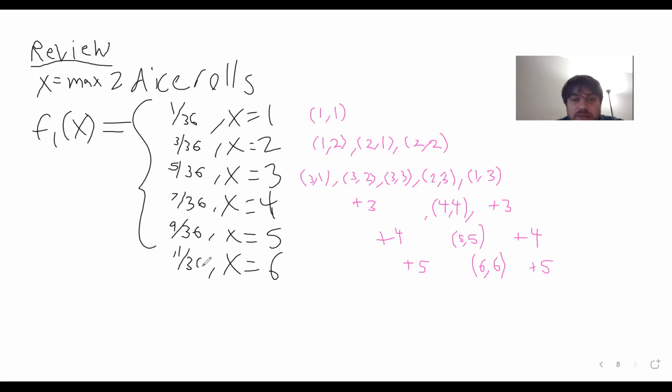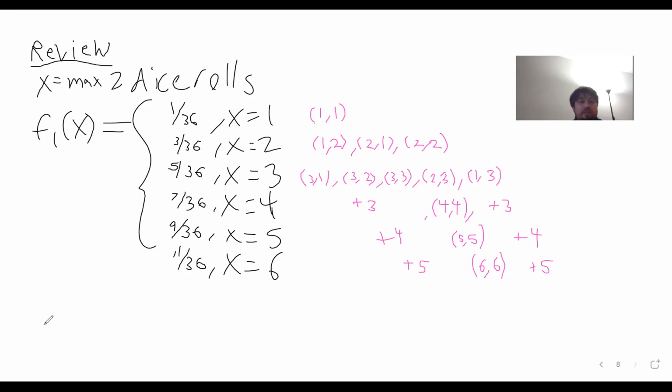And so the PDF here, that's the PDF for the first random variable. So if you add up to make sure, you have 11 plus 9 plus 7 plus 5 plus 3 plus 1, it's 20, 27, 32, 35, 36. So these all add up to 1. And so this is the PDF for the random variable x.